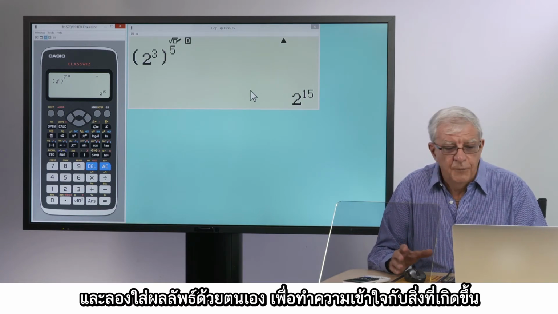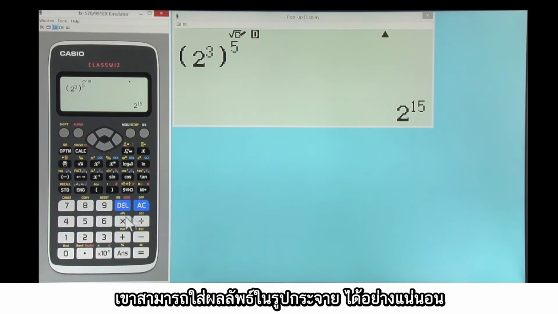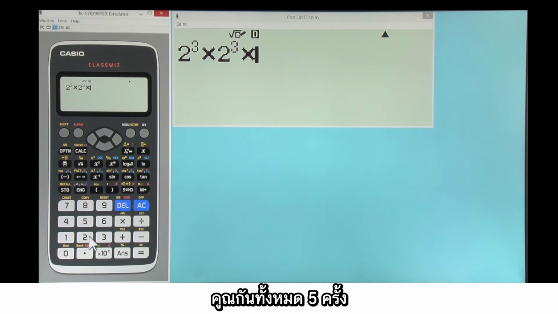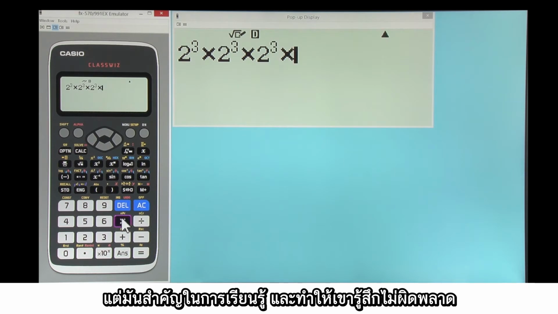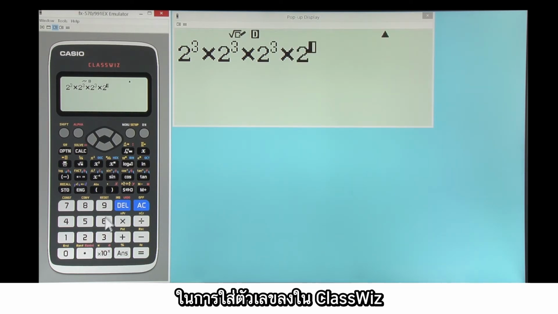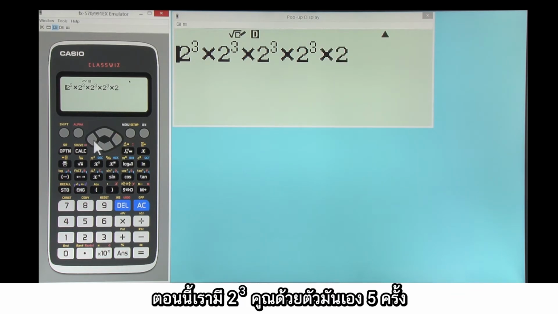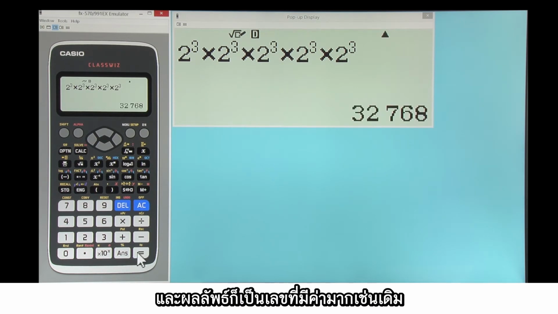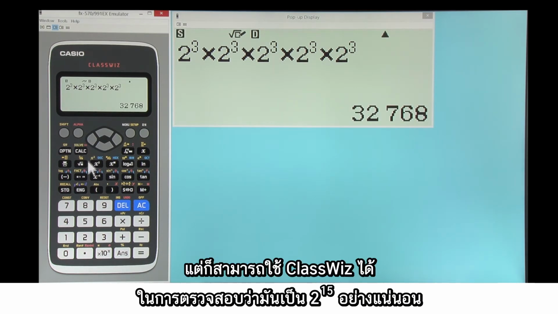And students can think about the meaning of this and enter results for themselves to find out how these things work. They could of course enter results the long way, 2 to the power 3 multiplied by 2 to the power 3, 5 times over. This is a little bit tedious, but it's important when students are learning that they are comfortable with representing numbers on their ClassWiz, thinking about what they mean. So here we have 2 to the power 3 multiplied by itself 5 times. And the result is again a very large number, but the ClassWiz can be used to see that indeed it's 2 to the power 15.